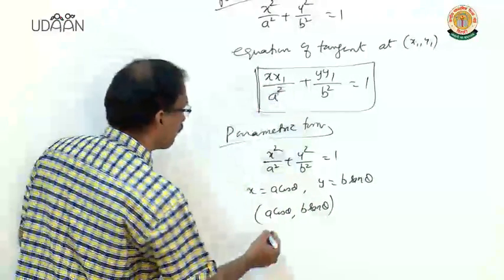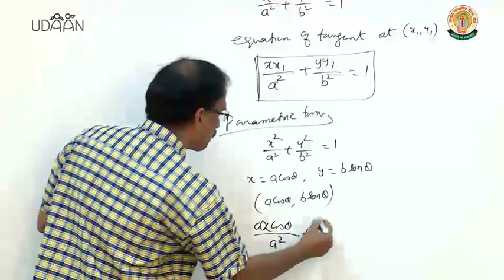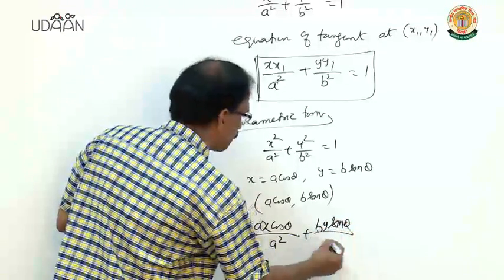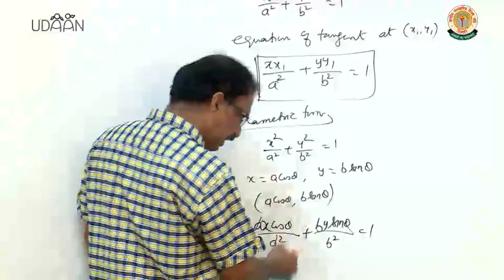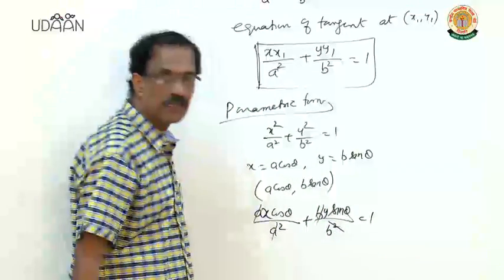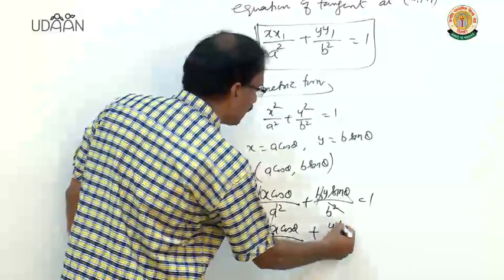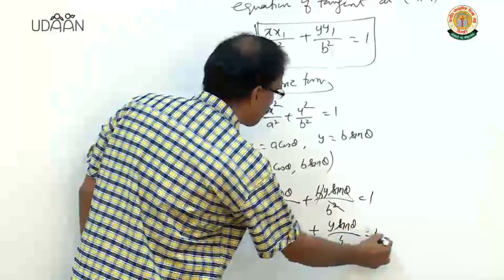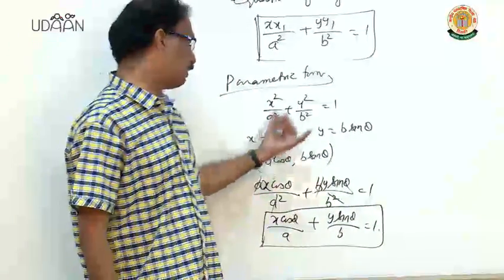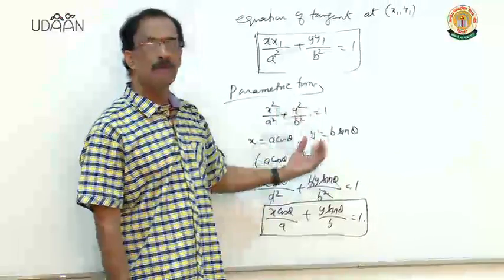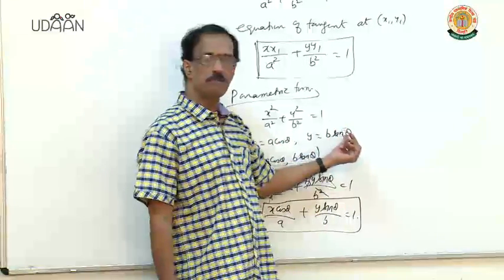So in parametric form you will get x a cos theta by a square plus y b sin theta by b square equal to 1. In this, one a gets cancelled, similarly one b gets cancelled. So what you will get is x cos theta by a plus y sin theta by b equal to 1. This is your equation of tangent when you know the coordinates are in the parametric form. Parametric form means x equal to a cos theta, y equal to b sin theta.